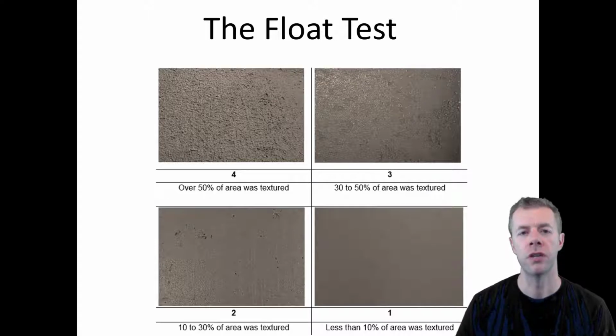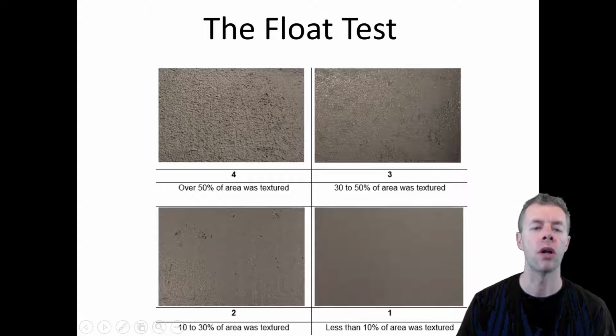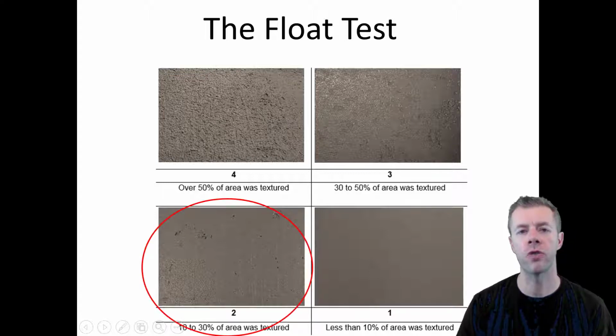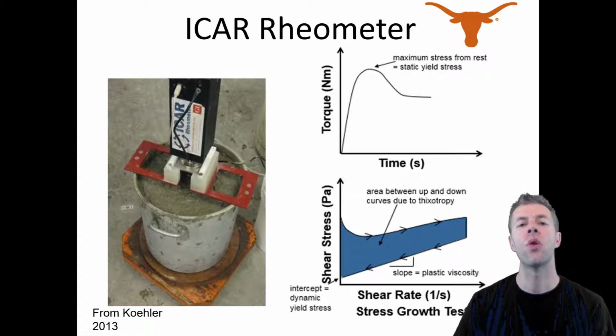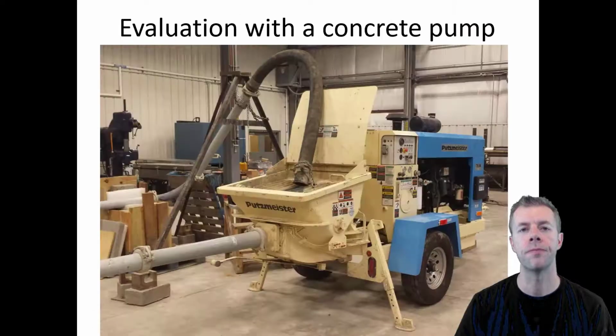And here's the surface. We're looking at surface texture. Again, we want a 2 or lower, less than 30% of the overall surface to have texture on it. We also use something called the ICAR Rheometer, developed at the University of Texas at Austin. This is like a calibrated torque wrench. It's got a vane that goes inside the concrete and spins around. It measures several important rheological stress properties of the concrete. That's another thing that we use to feed into our rating schedule.